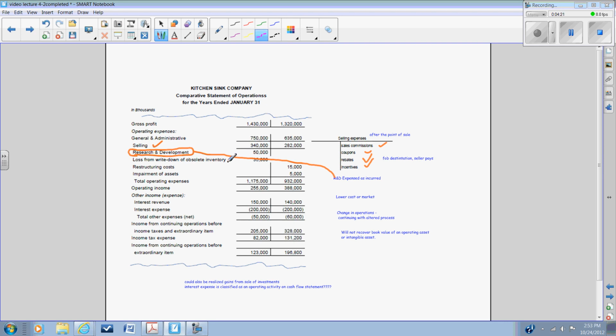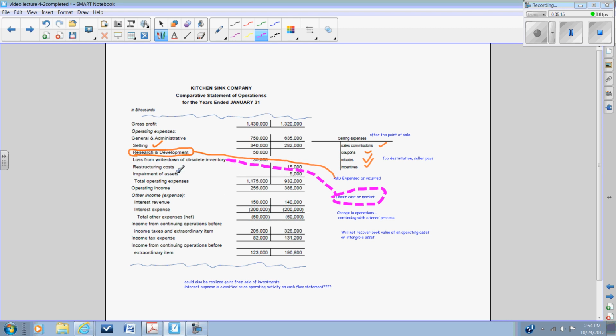We will see later in Intermediate 2 that the application of GAAP rules involving lowest cost or market can lead to a loss from the write-down of obsolete inventory. Now, this can be presented two ways. This can be presented here as part of our operating expenses, but the more common way that this is reported is as part of cost of goods sold. Typically, it is broken out of cost of goods sold when it is a material amount and it relates to inventory items that the write-down would be infrequent.